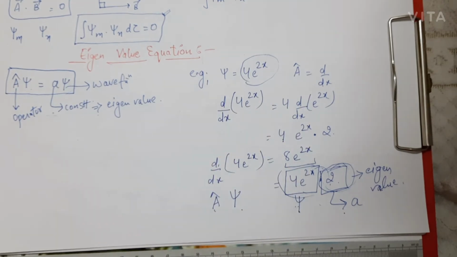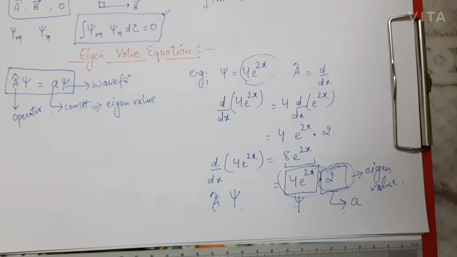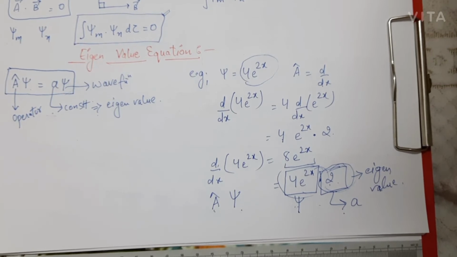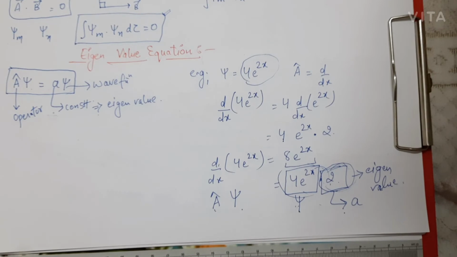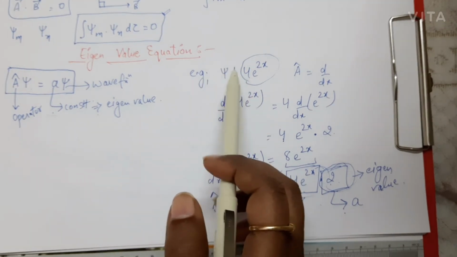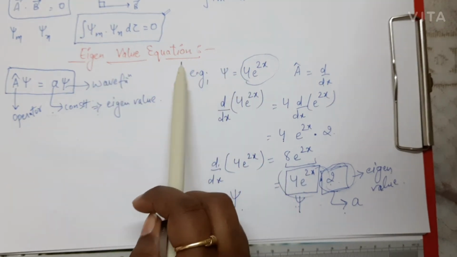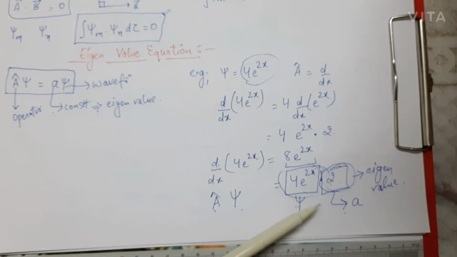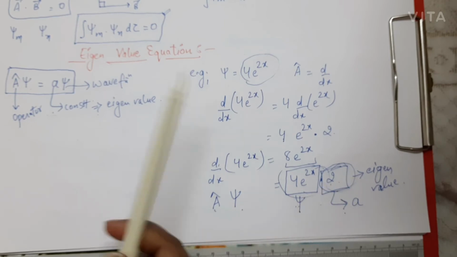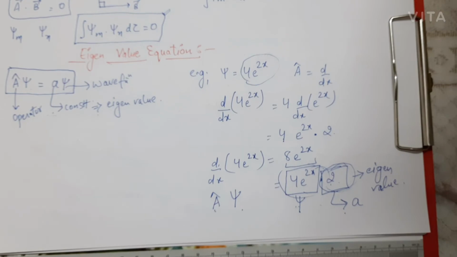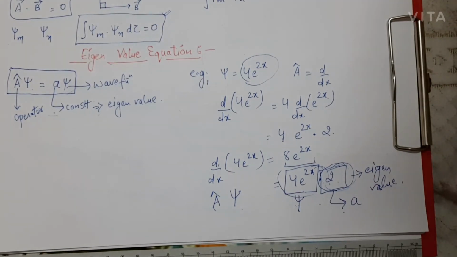Also, if you're not getting your wave function back after solving, then also that wave function psi is not going to follow the eigenvalue equation. So for any wave function psi to follow the eigenvalue equation, after solving you should get your wave function back along with a constant and not having any variable along with psi. So that way it will be following the eigenvalue equation. Okay, so this is all about the eigenvalue equation.